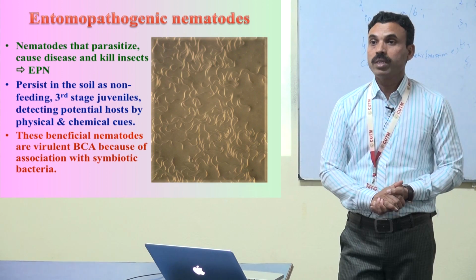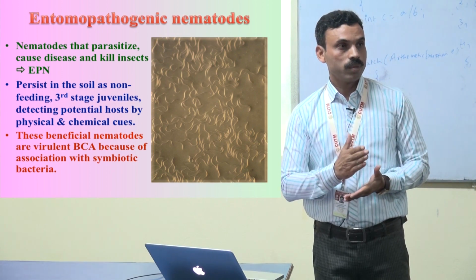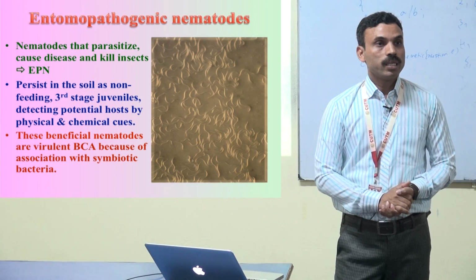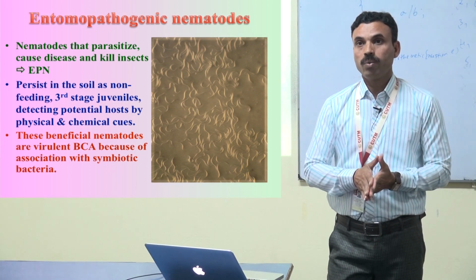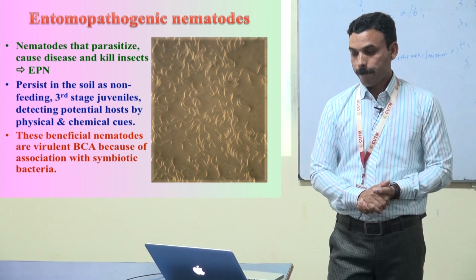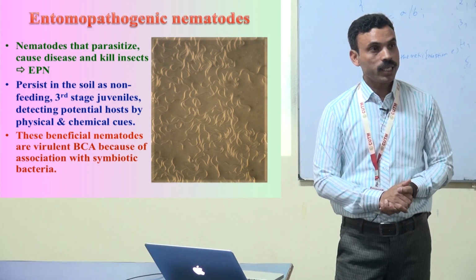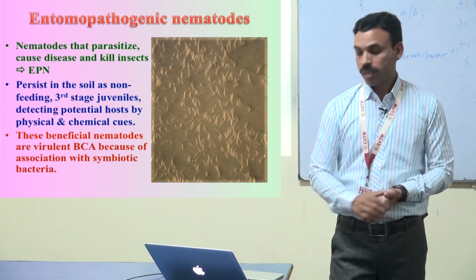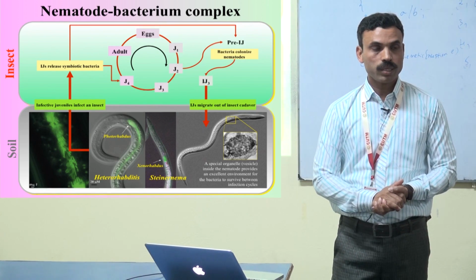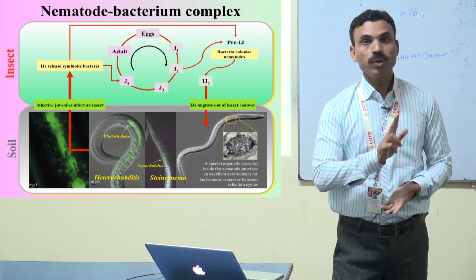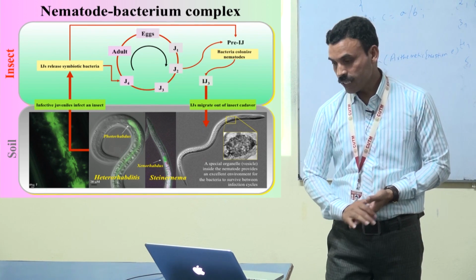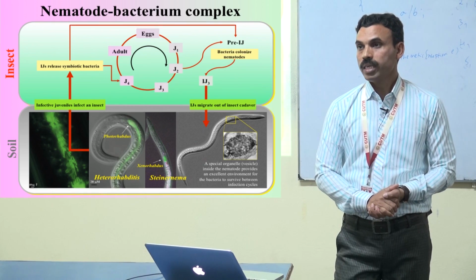One peculiarity of these nematodes is that they are in symbiosis with one kind of bacteria, which is used for the control of the insects. The entomopathogenic nematodes are of two kinds, two genera. One is Heterorhabditis and the other is Steinernema.